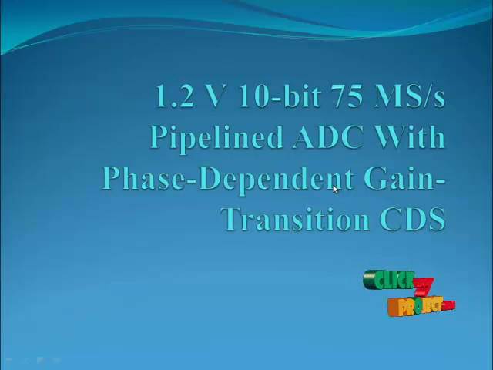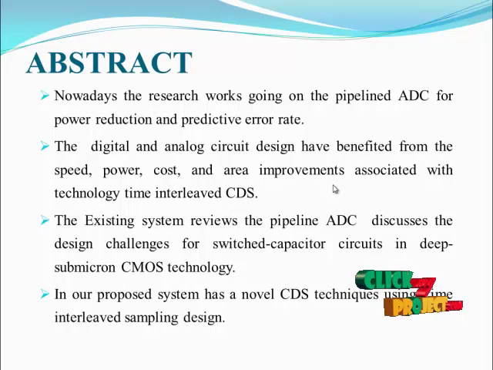Let's discuss the product. Our product is a 1.2 volt 10-bit 75 MS/s pipelined ADC with phase dependent gain transient CDS. A phase dependent gain transient corrected double sampling technique is proposed and applied to a 10-bit 75 MS/s pipelined analog to digital converter, hereafter mentioned as ADC.